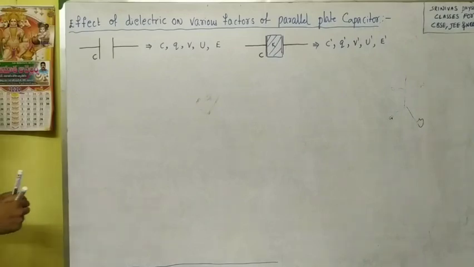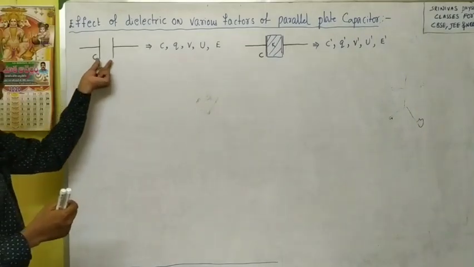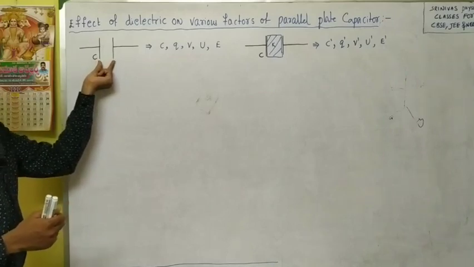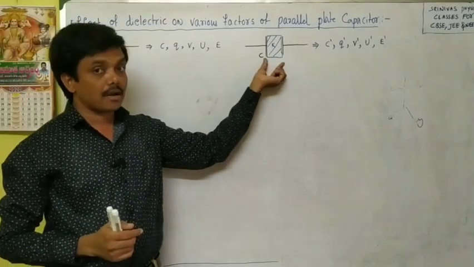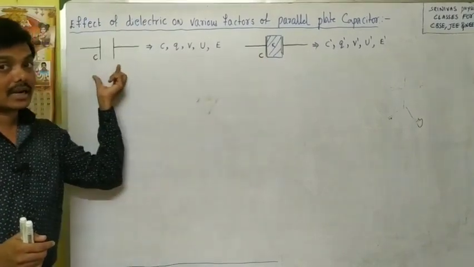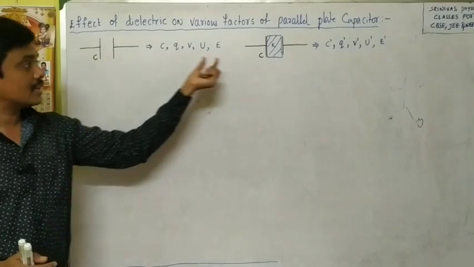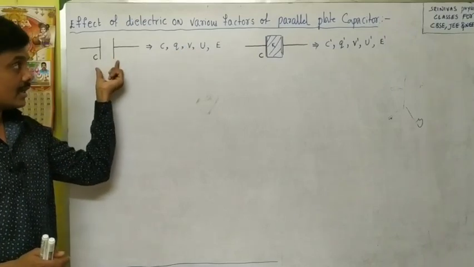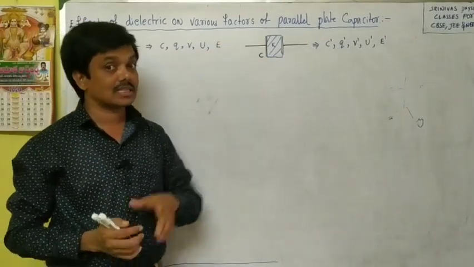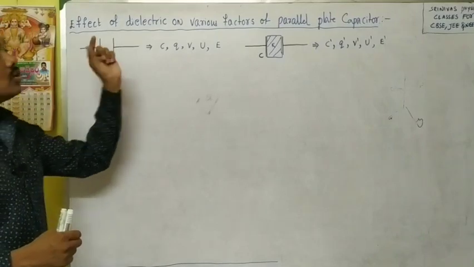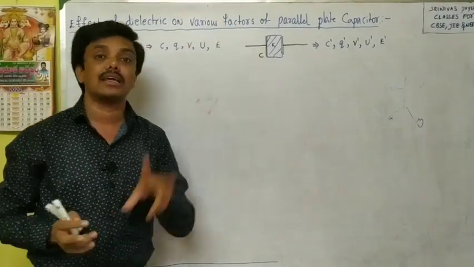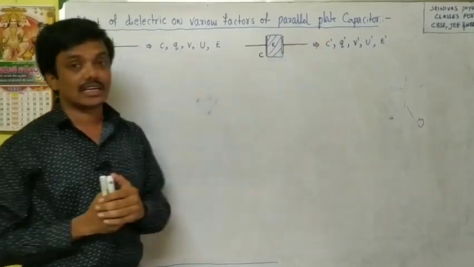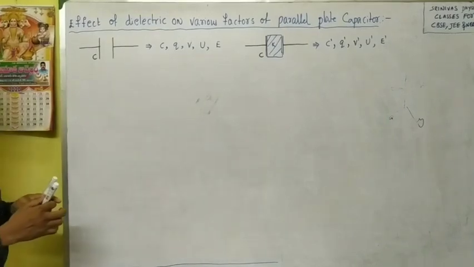Let us see. Here we are charging a capacitor by using a battery, and we can introduce the dielectric slab without disconnecting the battery. Before introducing the dielectric slab, the capacitor is charged to a certain potential by using a battery. I may introduce the dielectric slab with the battery connected or after disconnecting the battery. There are two cases, and we are going to discuss how these factors change in both.